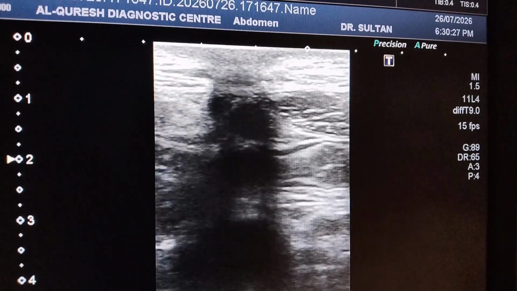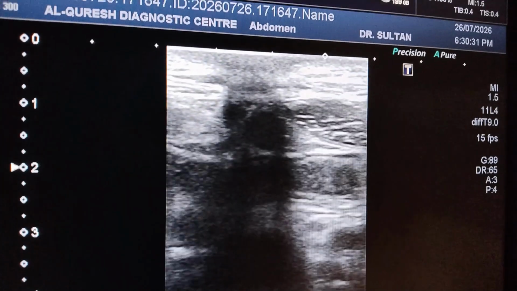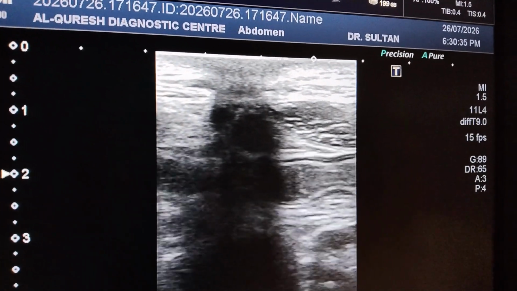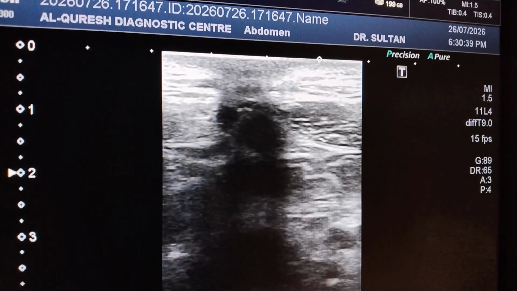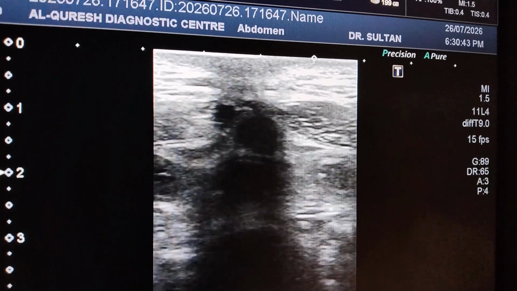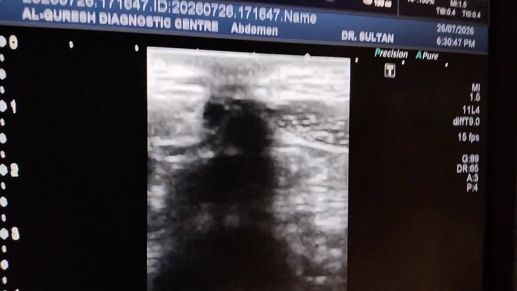This is a 22-year-old male adult patient with a history of discharge from the umbilicus. The discharge is coming from the umbilicus, and he has taken medicine but the discharge is still coming.